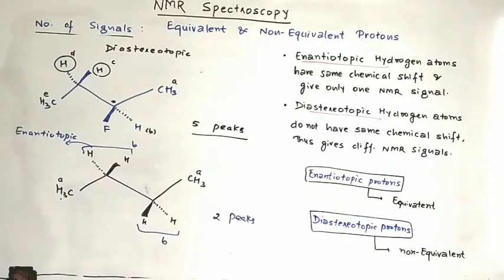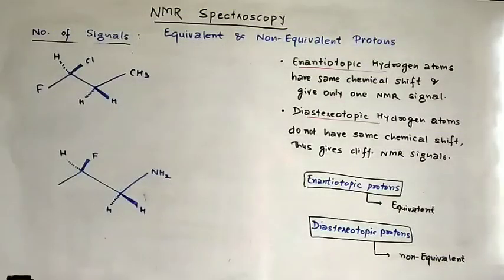Okay, so this is the overall concept of enantiotopic and diastereotopic protons. These are the 2 problems. You have to find out the number of signals in the first compound and the second compound, and write it in the comment box.